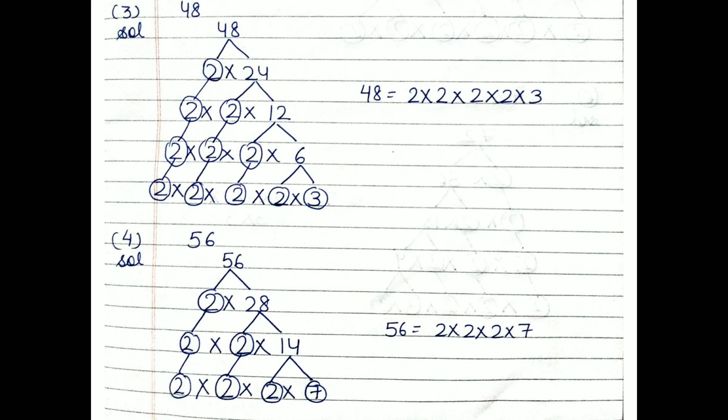2 6s are 12. Clear? Now 2 again you copy down in a circle. Then all these numbers you copy down as it is in the next step and factors of 6 you write down. 2 3s are 6. Clear? Now see, all these are the factors of 48 and you will write 2 into 2 into 2 into 2 into 3. Because when you multiply all these factors you will get 48 as it is.